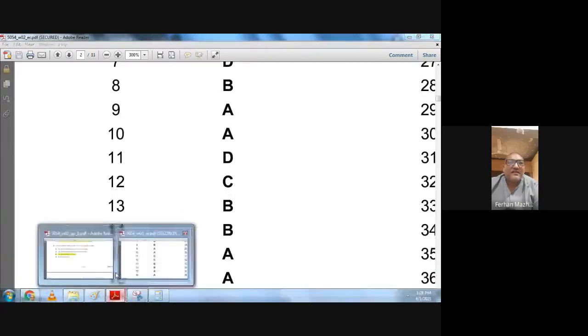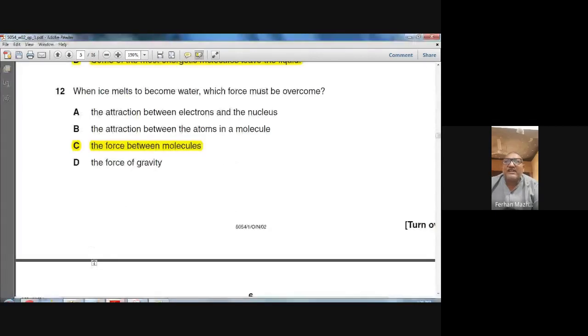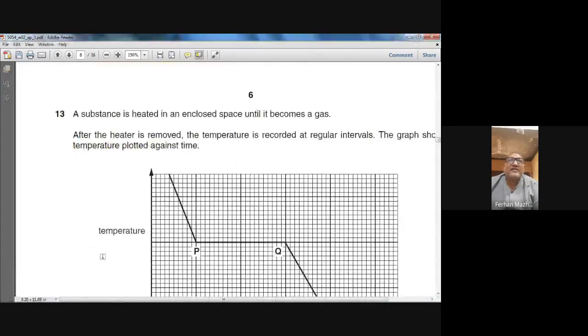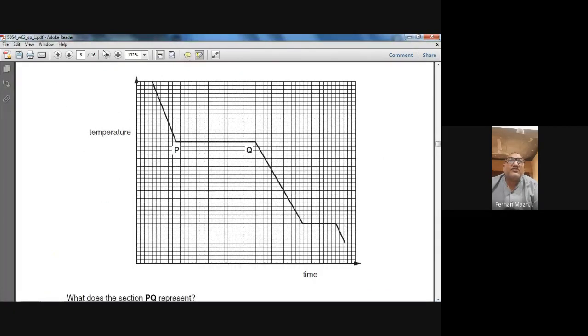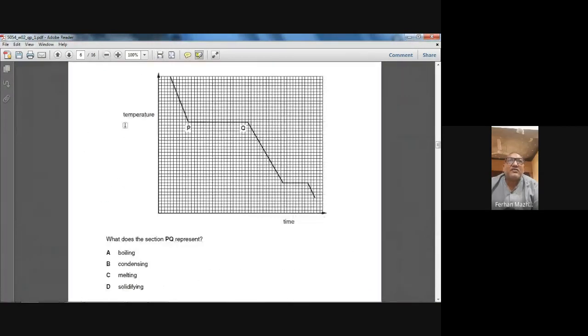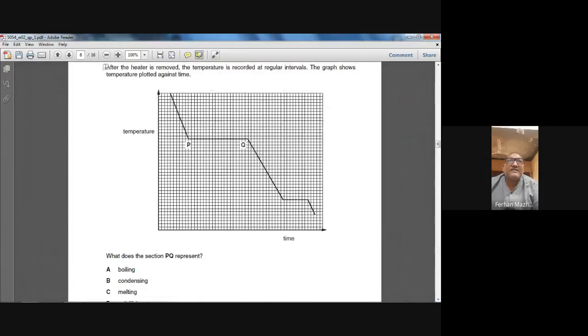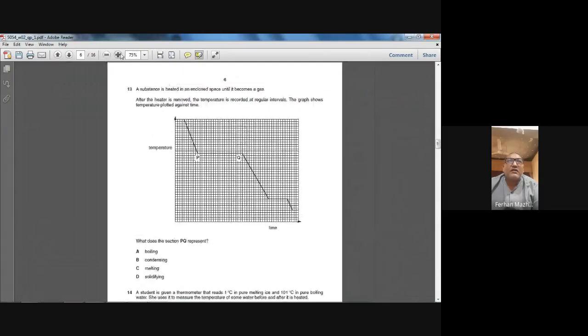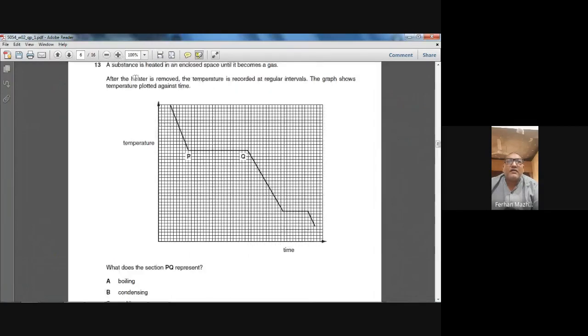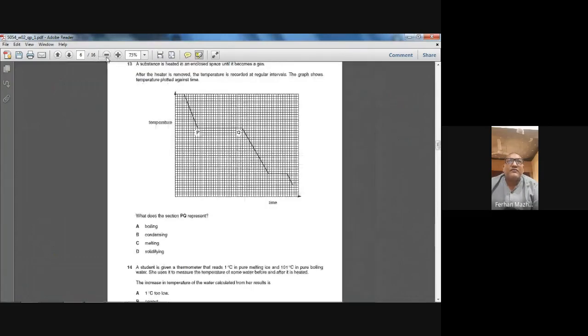Okay. Let's move to the next question. It looks like it's a graph, a big graph, so we have to reduce the size. Let me reduce the size first.